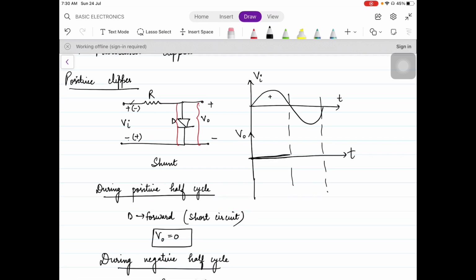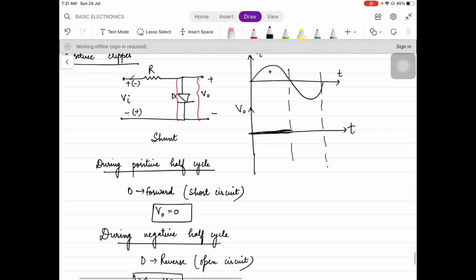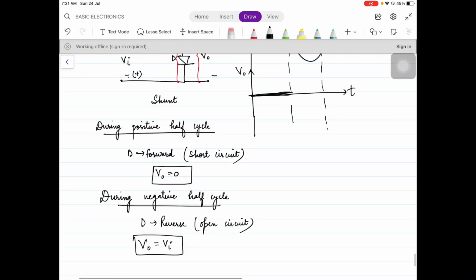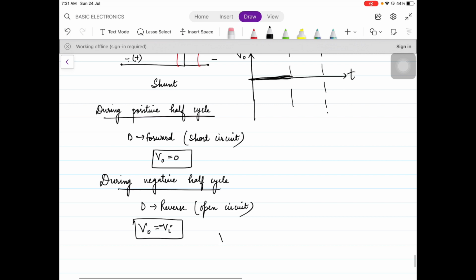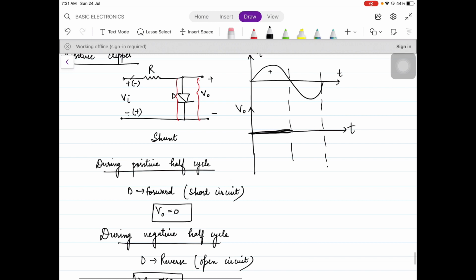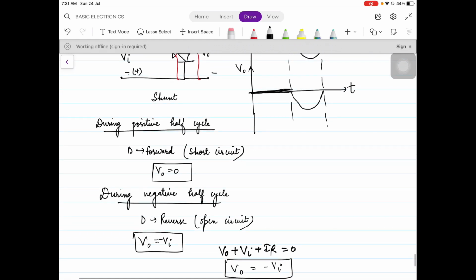For the negative cycle, the answer is minus Vi. I'm sorry. Minus Vi, because when you apply the KVL, you will get plus V naught plus Vi plus IR equal to 0. V naught is equal to minus Vi. Alright, so minus Vi is drawn over here. This is minus Vi. Draw it as it is. So we have clipped off the positive cycle. Follow the method. I hope the method is clear.